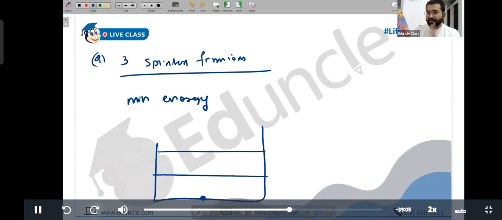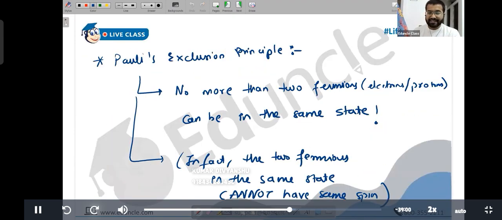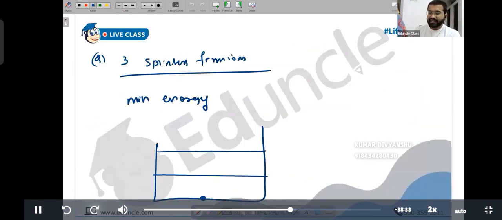To be more precise, when I told you that the 2 fermions in the same state cannot have same spin, basically they cannot be identical. Just write down: it means they cannot be identical. So if they don't have any spin, it means all of them are identical. Right? And if all of them are identical, I cannot have both of them in the same state.